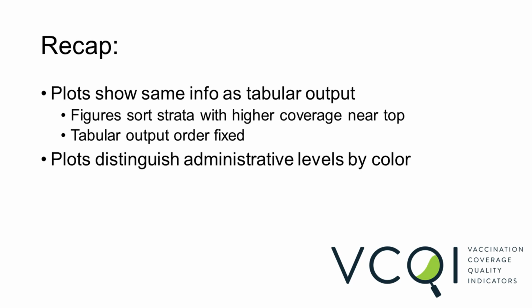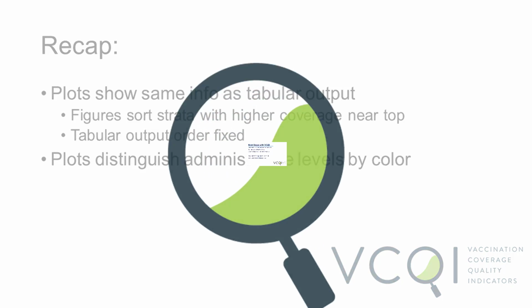To sum up, unweighted proportion plots show the same information that you find in the tabular output for your unweighted proportions. In fact, the figure contains all of the numbers from the tabular output in addition to a graphical representation of the proportions. The two differences are that the figures sort the strata, or rows, with higher coverage near the top of the figure, whereas the tabular output always lists the strata in a fixed order that does not depend on outcome values. The second difference is that the figures use different colors to indicate which administrative level the stratum belongs to.